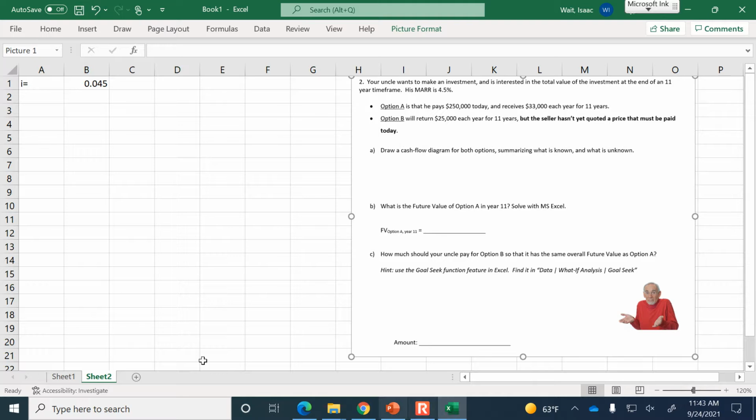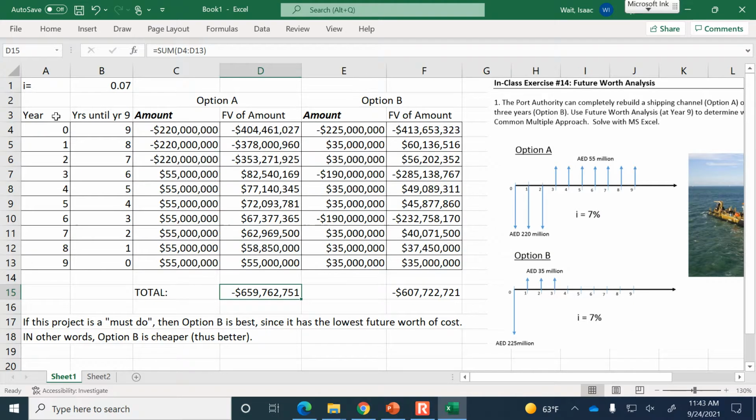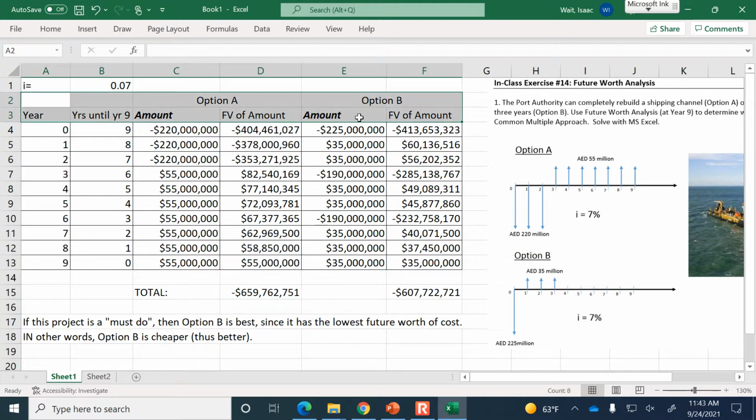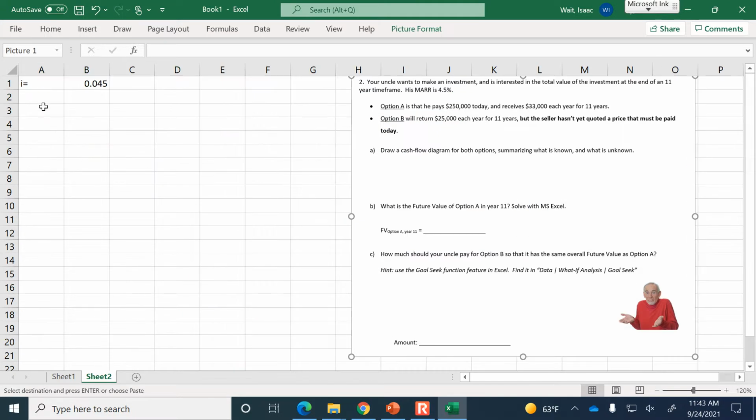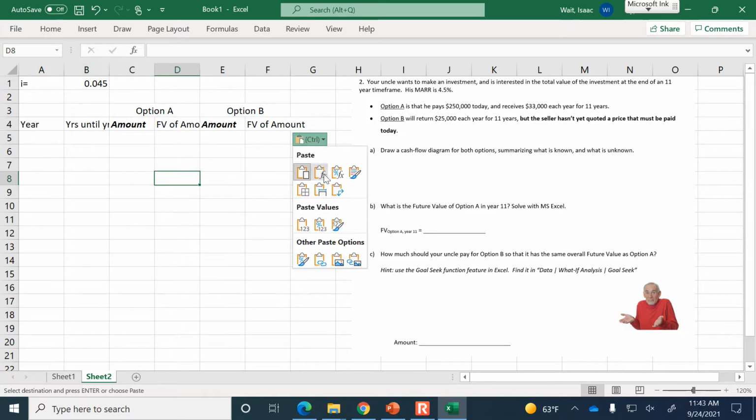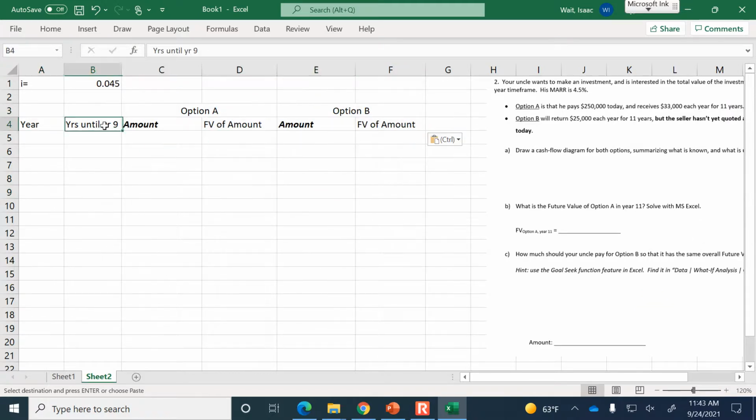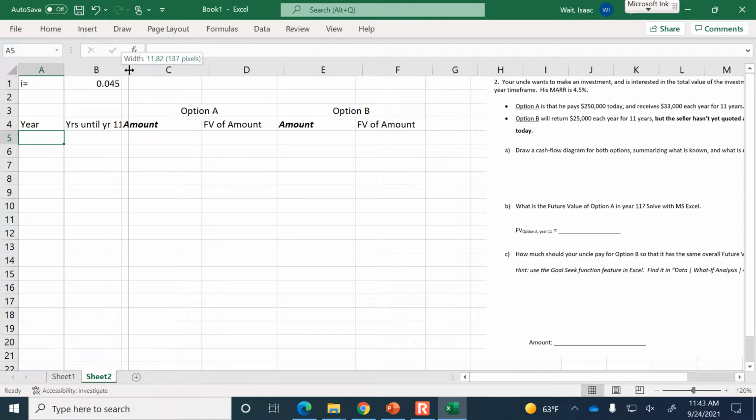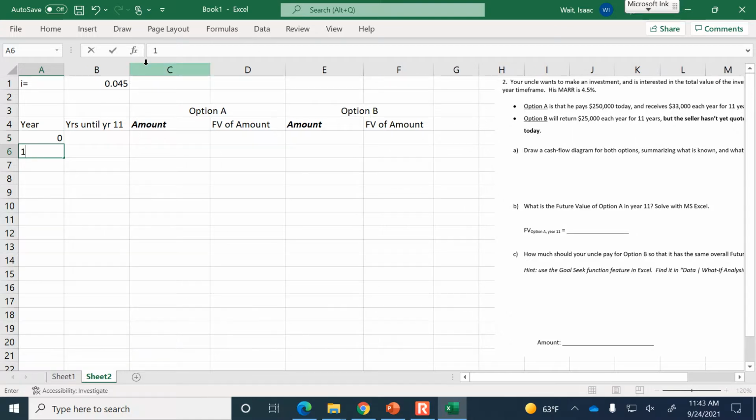And we can copy these column titles from the other page, so we don't have to type those in again. Year, years until, and so on. I'll just need to also paste the width. There we go. So it's not years until year 9, it's going to be years until year 11 for this one. So we're having 0 through 11 on the years.